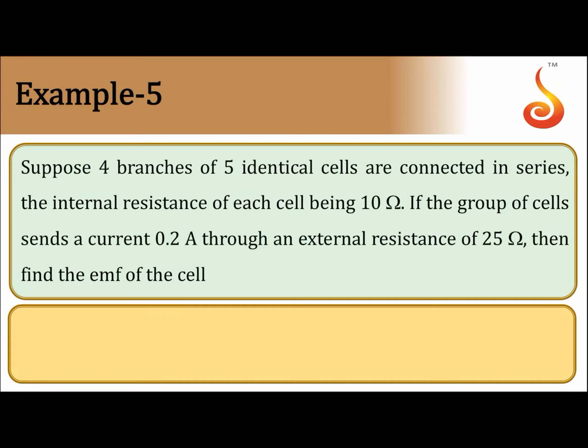So what they have given is there are 4 branches of 5 identical cells each. So there will be totally 20 cells. Each is having resistance 10 ohm. So 5 cells are in series. Likewise, there are 4 branches. So this group of cells generates 0.2 ampere of current and it drives it through 25 ohm external resistance. So you need to find EMF of the cell.